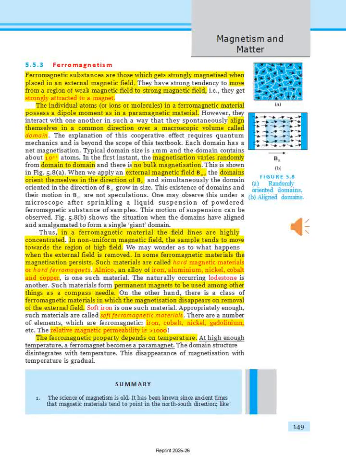The ferromagnetic property depends on temperature. At high enough temperature, a ferromagnet becomes a paramagnet. The domain structure disintegrates with temperature. This disappearance of magnetization with temperature is gradual.